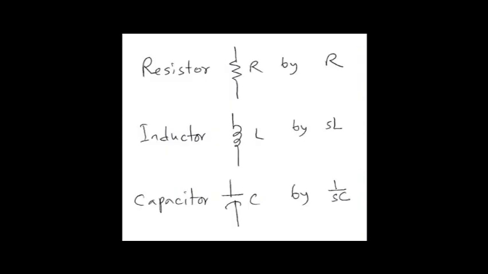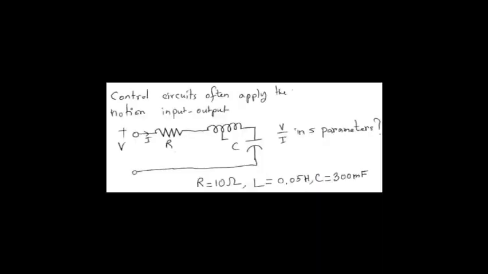Control circuits are nothing but various combinations of resistors, inductors, capacitors. They can come in series, parallel, delta, pi, or in other forms. These passive elements are coded by S parameters. As you see on the screen, resistor R by R, inductor L by SL, capacitor C by 1 by SC.